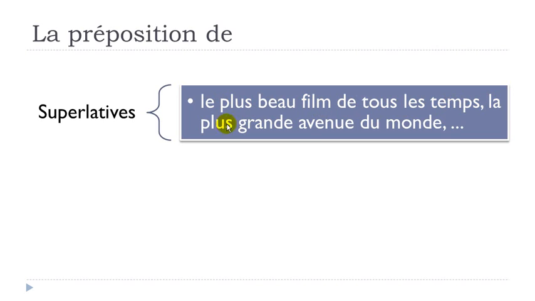And then la plus grande, big, avenue du monde. In that case, you can see that you combine this de and then the article le monde, the world. De le becomes du. So du monde, of the world. La plus grande avenue du monde. So for all these superlatives constructions, remember you will have to use this preposition de. De tous les temps, du monde.